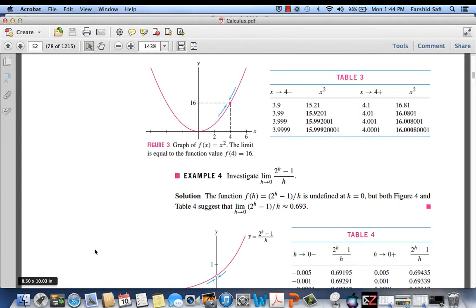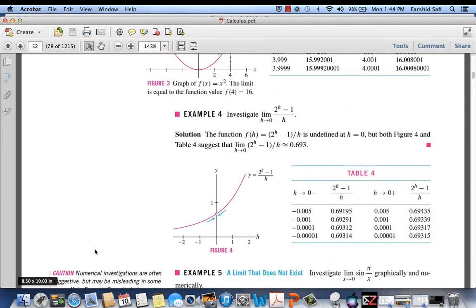The last example in this section is again a pretty complicated one. This is not one where if you were to take 0 and try to input this in for h, you get 2 to the 0, which is 1. 1 minus 1 is 0, divided by, if you were to put in 0 for h, you would get division by 0. Well, that's not defined at 0.